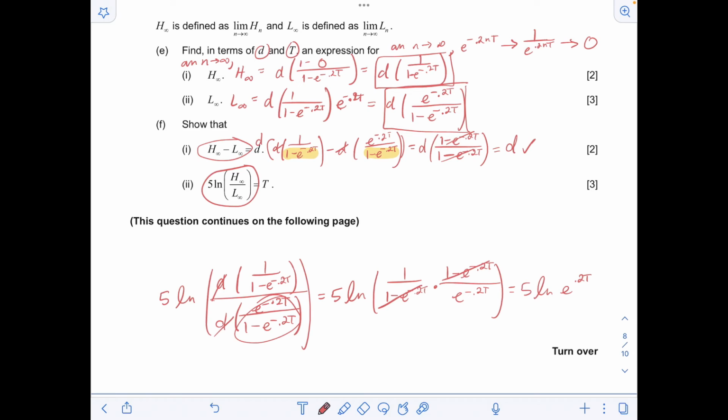So another way we can keep going, because we're still trying to get that this whole thing is equal to capital T. When we have a coefficient of a natural log, we could rewrite that as an exponent. So the natural log of e to the positive 0.2 t to the 5th power is the natural log of e to the 0.2 times 5 t. 0.2 times 5 is 1. So e to the t. And the natural log of e to the t is just t.